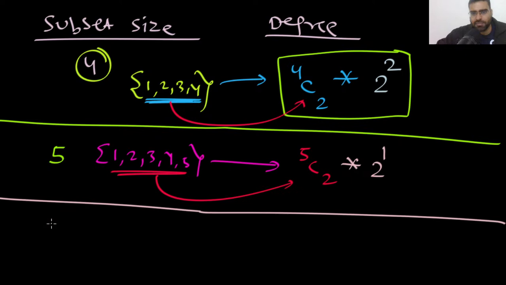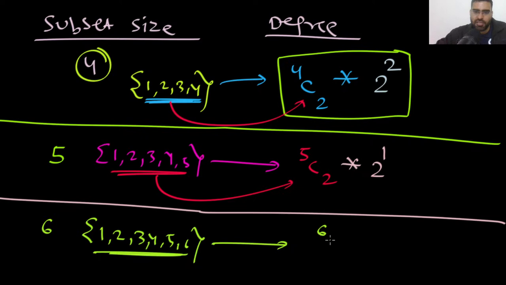Okay. Next, size 6. Like finally, this vertex. Just take two elements from here. That's it. Now, which is the largest value? You can calculate all the values that are there. You can calculate 6C2. What is that? That is 6 into 5 divided by 2. So that is 15.